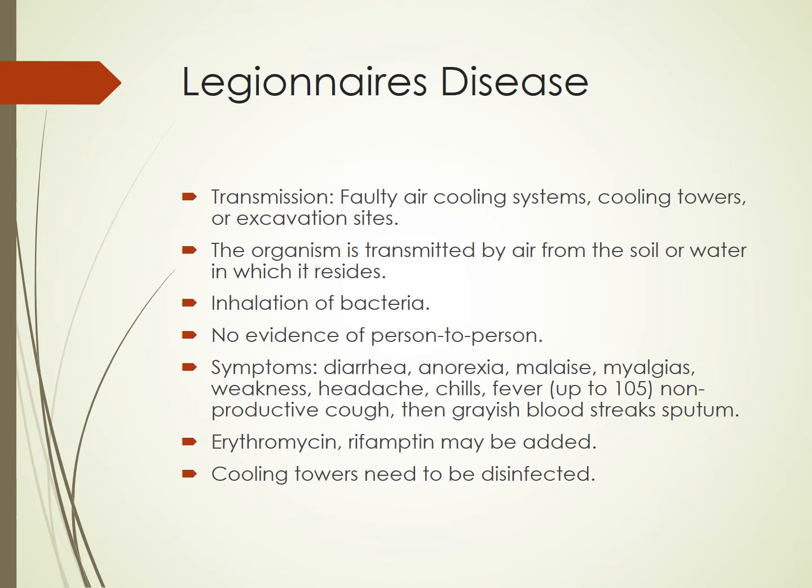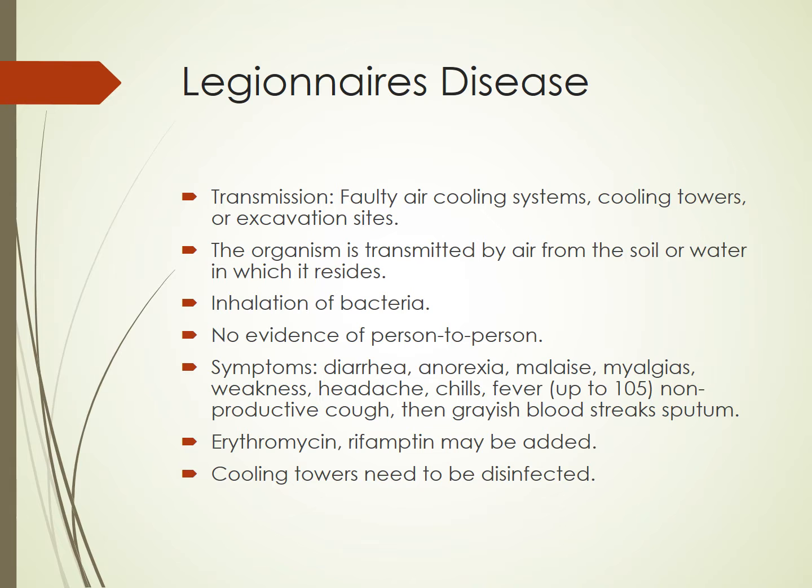The symptoms: diarrhea, anorexia, just being overall sick, malaise, weak. They have some neuralgias that go on, headache, fever. Some can be up to 105, so you can imagine how sick you would be. Chills, a non-productive cough, and then the cough will turn into a grayish, blood-streaked sputum. So initially it starts out as just a dry cough, but as it progresses, you do end up with a gray, kind of blood-streaked sputum.